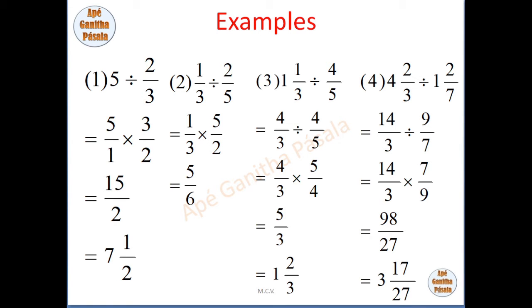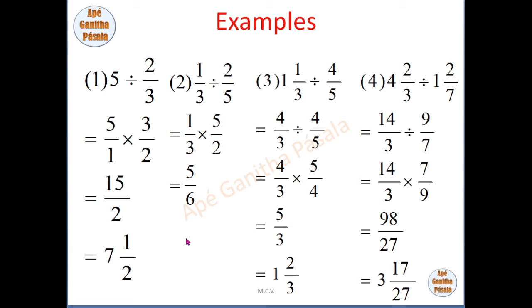Our first problem is 5 divided by 2 over 3. What is the reciprocal of 2 over 3? Interchange the numerator and the denominator. Then the reciprocal is 3 over 2. 5 is a whole number. 5 can be written as 5 over 1. Now multiply numerators together and the denominators together. 5 multiplied by 3, 15. 1 multiplied by 2, 2. Then 15 over 2.